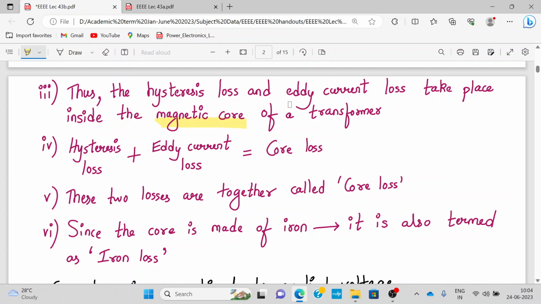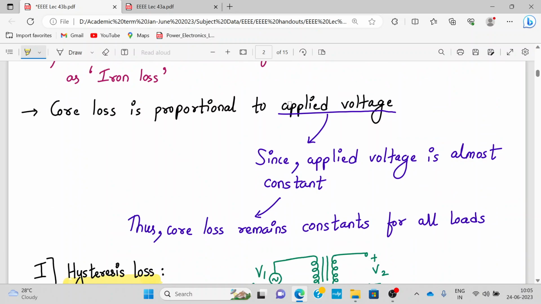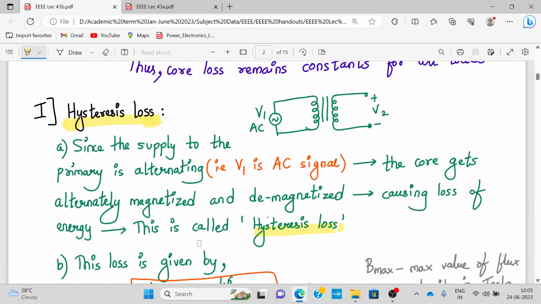Alright, so this is what it is about the iron loss, and the core loss is proportional to the applied voltage. Now normally the applied voltage is almost constant, therefore the core loss or the iron loss remains constant for all loads. Alright, now, in order to understand the loss due to hysteresis and the loss due to eddy currents, we will be investigating hysteresis loss.